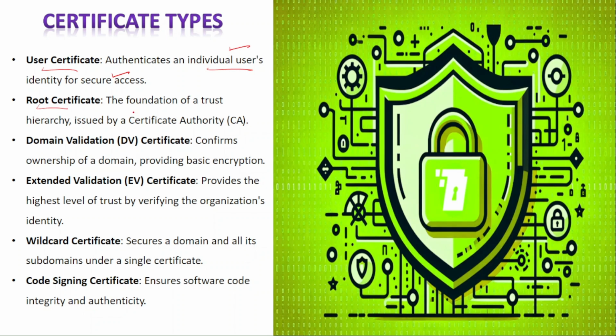Root certificate, the foundation of a trust hierarchy issued by a certificate authority. So it is the main certificate, as we saw in the previous slide, that provides the chain of trust, and it is the root certificate that signs the other CA certificates, that is the intermediate CAs.